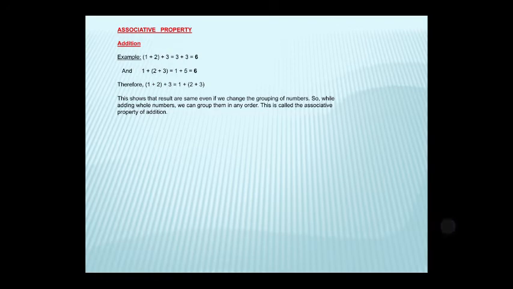This is called the associative property of addition. Now multiplication. See, 2 multiplied with 3. Here also, instead of adding, you have to multiply. Grouping you have to do.